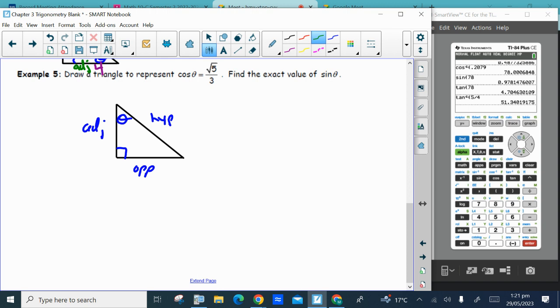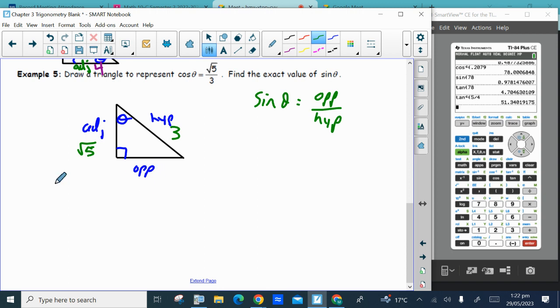We're told the cosine is root 5 over 3. The definition of cosine is that it's adjacent over hypotenuse. So the adjacent side has to be root 5. The hypotenuse has to be 3. You're asked to state the exact value of the sine of theta. So to do that, the definition of sine is opposite over hypotenuse. So we need to know the length of the opposite side before we can state sine.